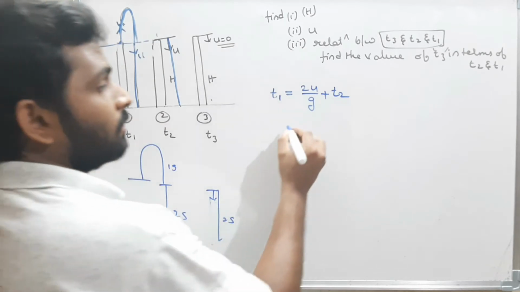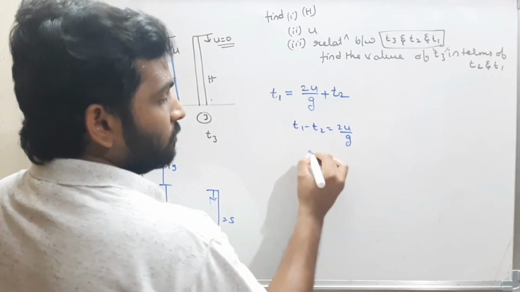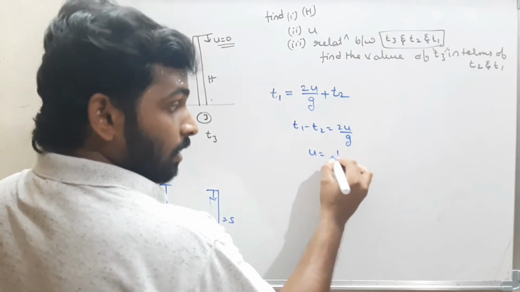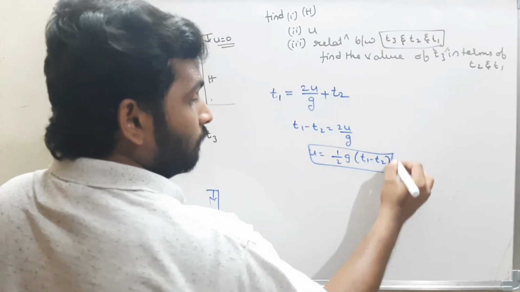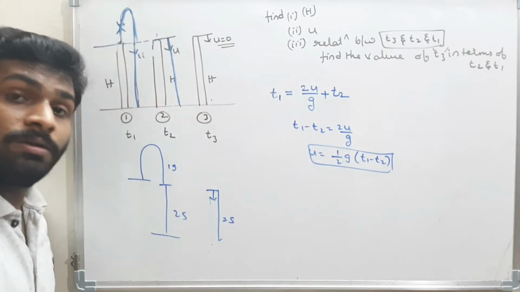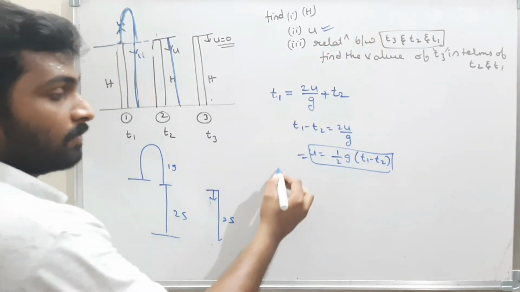Therefore, what is t1 minus t2? t1 minus t2 is nothing but 2u by g. Therefore, what is u? u is nothing but half g into (t1 minus t2). Half g (t1 minus t2), that is the u value. I got the u value, well and good. Now how can I find the height? I can find the height.